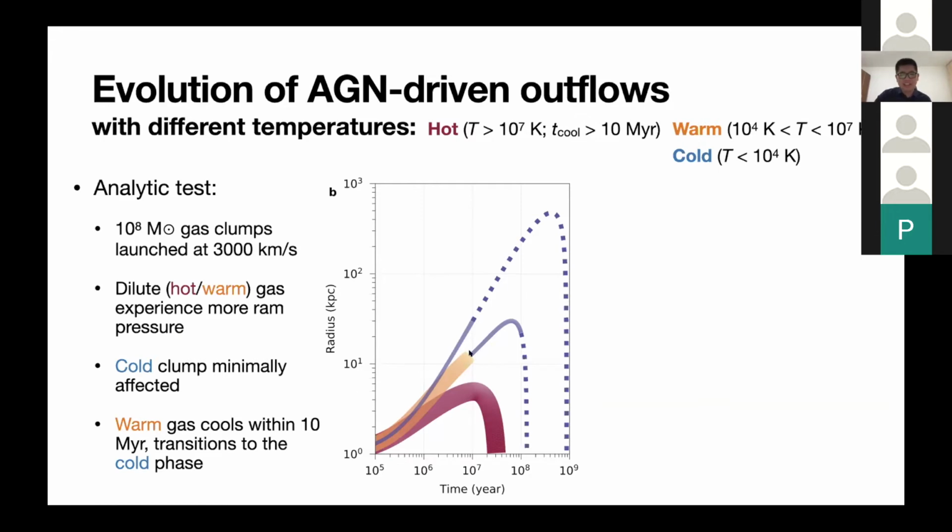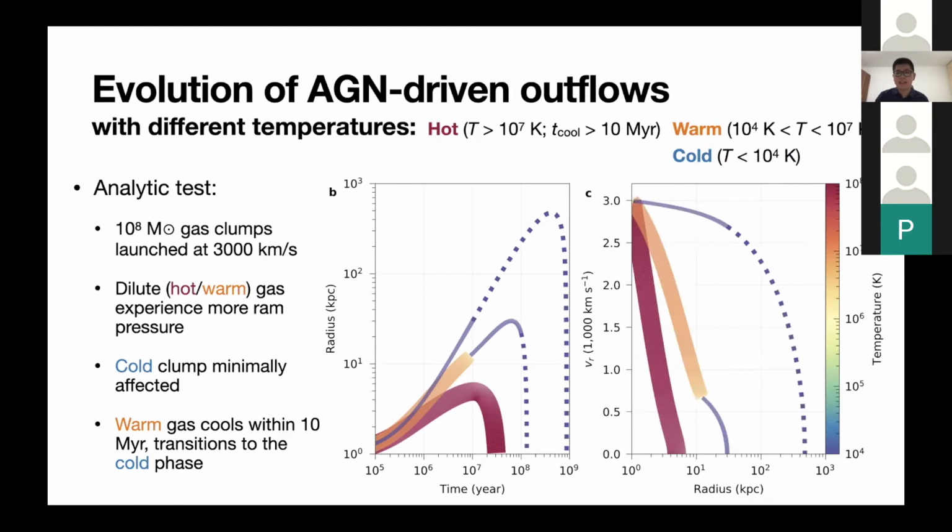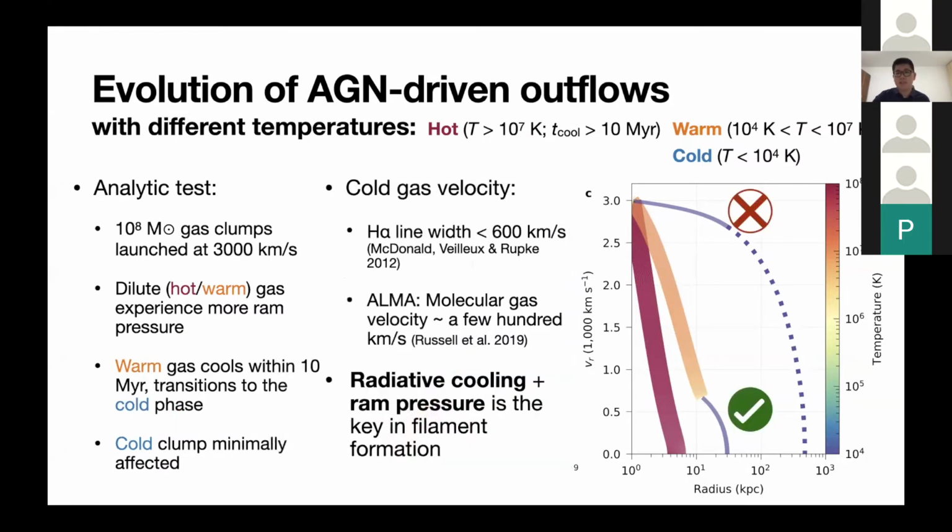Another interesting transition that happens in the middle is the warm branch. You can see that the gas cools within 10 million years, and then afterwards it forms a cold component between 10 and 30 kiloparsecs. At the same time, we can look at the radial velocity evolution of these 3 branches. It would seem that we have 2 different scenarios of forming filaments from these outflows, but actually from observations we know there is an additional constraint on the velocity of this cold gas.